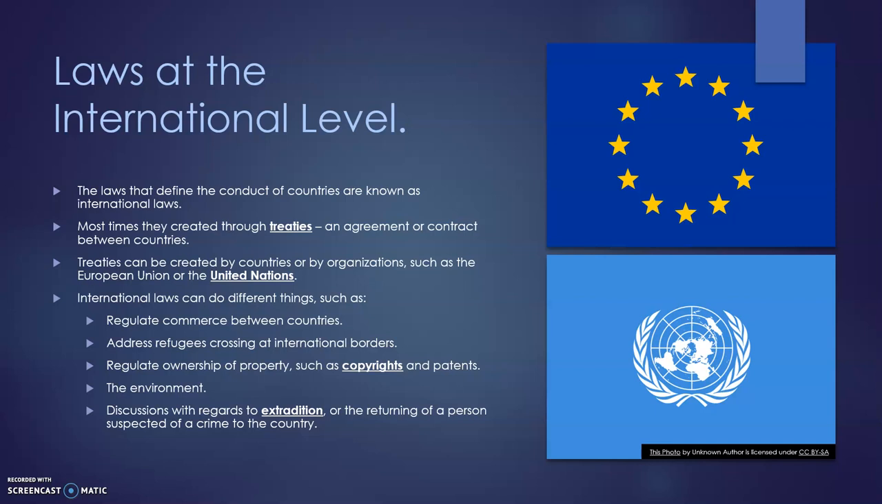So, if an Italian person comes to the United States and commits a crime, or if they committed a crime in Italy and they come to the United States, Italy says, hey, we want that guy or that woman back, because they committed a crime here. The United States would send that person back probably.